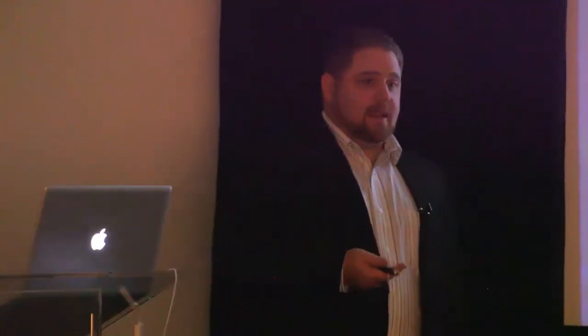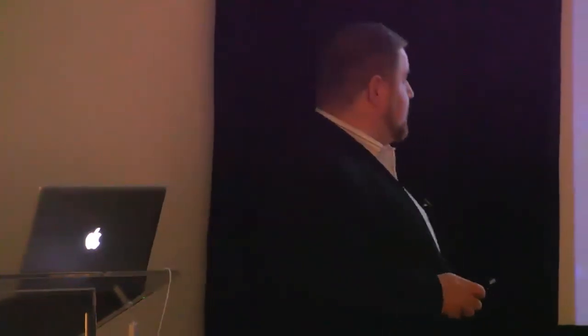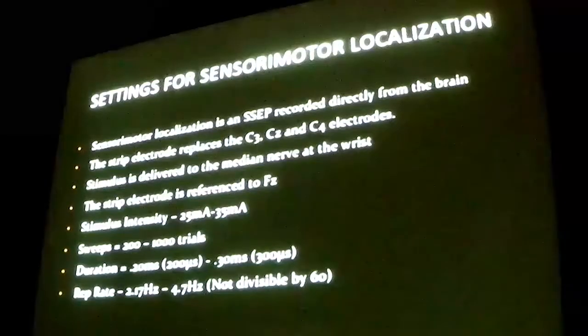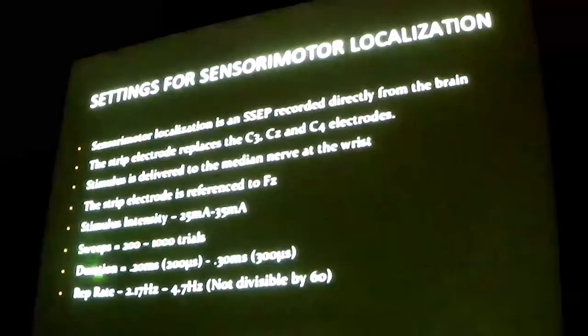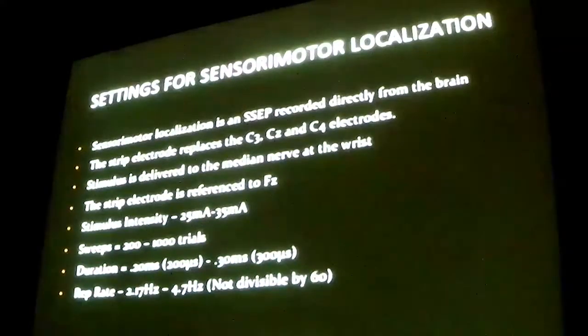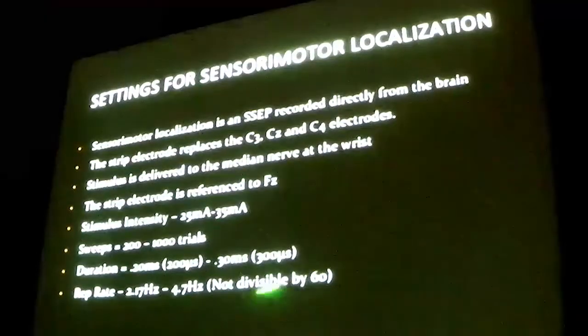So if you're going to set up a phase reversal in your protocol, all you have to do in the Cadwell is copy your SSCP settings over, and then just add your acquisition channels correctly. But your settings should be the same. Filters should be the same. Everything should be the same. Stim intensity, wherever you're comfortable, anywhere between 25 and 35 milliamps as needed. You can do 200 to 1,000 trials, depending on if you need to, to average it out.